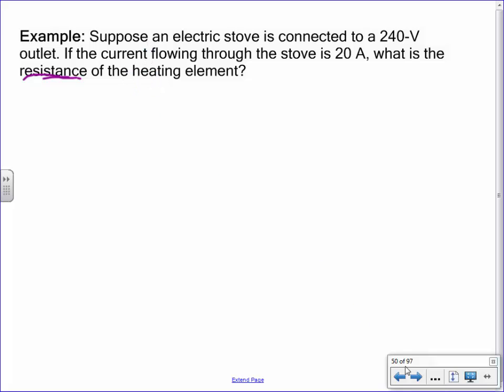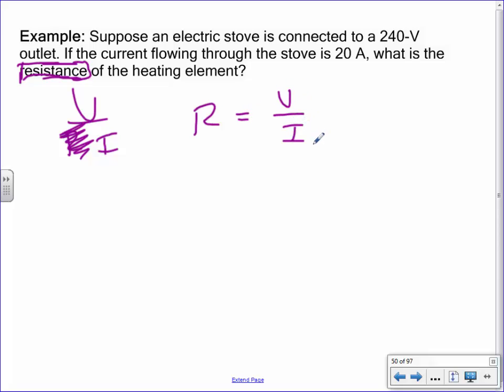So here's what I do first. Let's draw that triangle again. It's V over R times I. And what we want to do is figure out which one we're looking for. So if we're looking for the resistance, if you cover the resistance, the formula for resistance is voltage divided by current. All you need is a really basic calculator then.